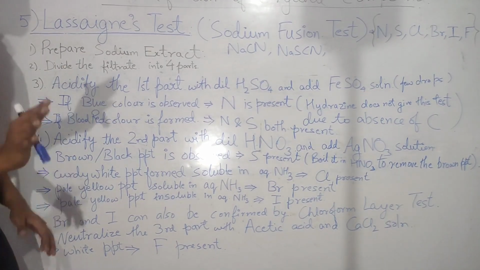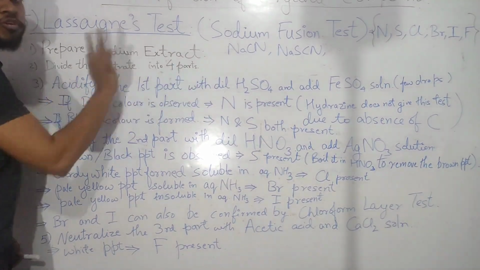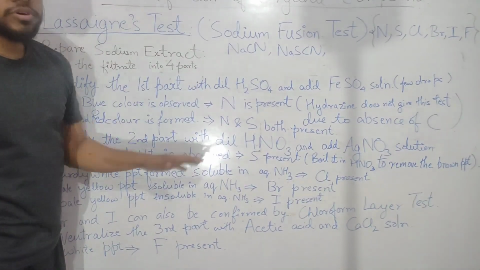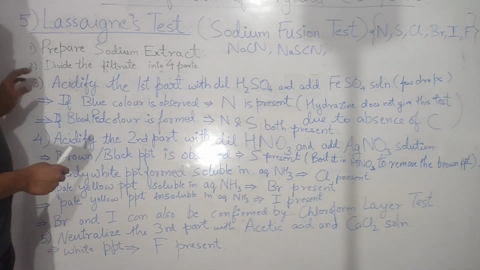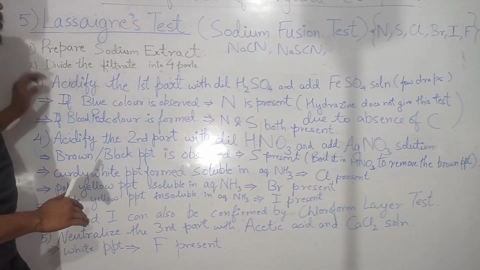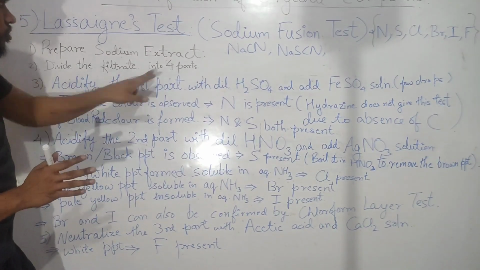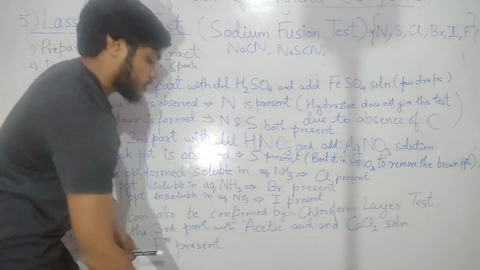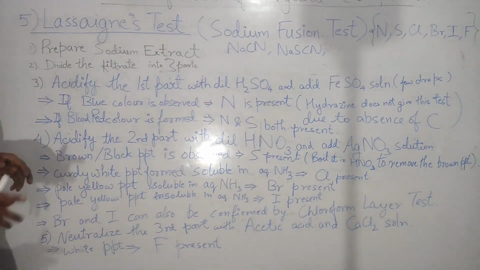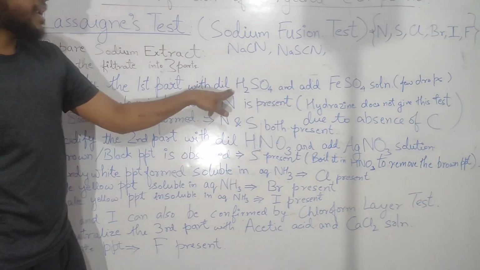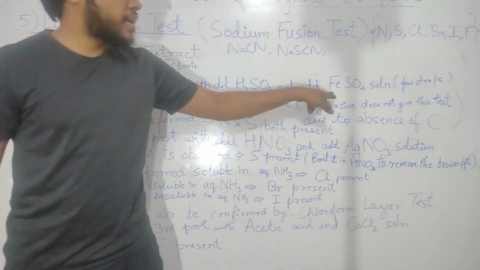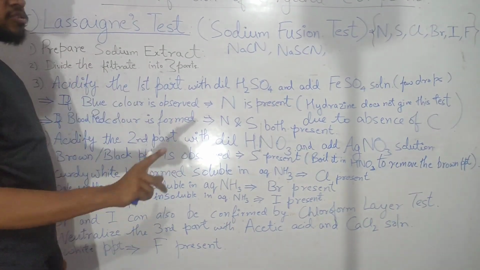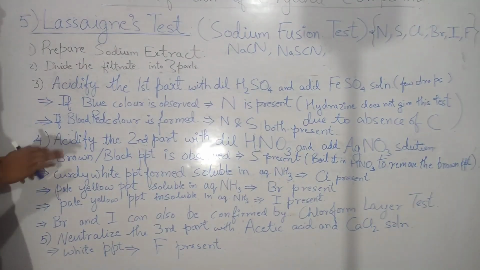After we have prepared the sodium extract, we divide the filtrate into 3 parts. I will make a separate video on preparing sodium extract, so for that you don't worry. Now we take the first part and acidify it with dilute sulfuric acid and then add ferrous sulfate solution in small quantities. Okay, so we have to add ferrous sulfate solution dropwise, not in excess.